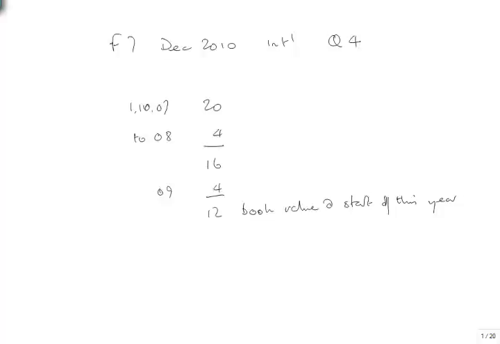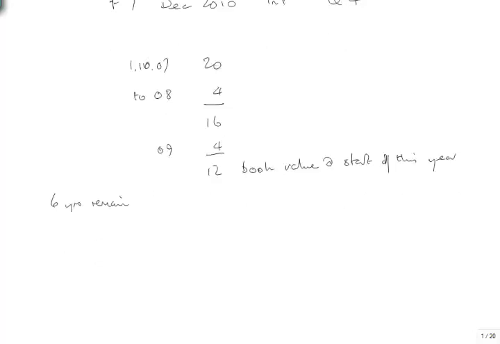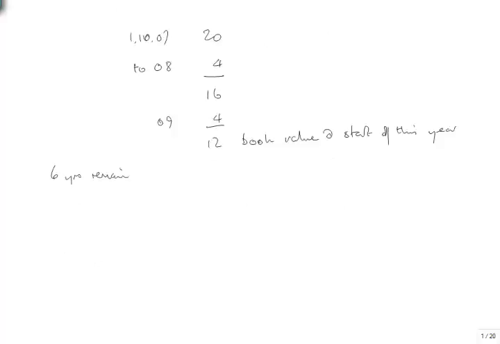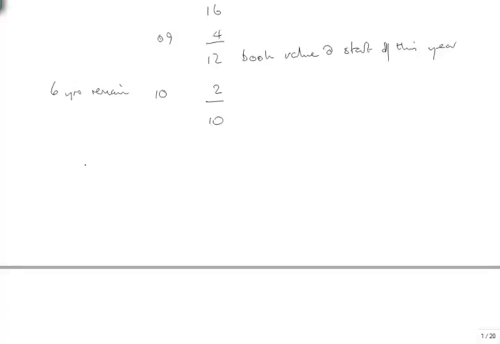The production manager believes that the plant is likely to last 8 years in total from the date of purchase, so it's got 6 years left. 6 years remain, and that's very nice because 12 divides nicely by 6, and so we need to depreciate this year by 2, so the year 10 brings it down to a book value of 10 at the end of this year, having charged depreciation. But it's a change in estimate, an estimated useful life.